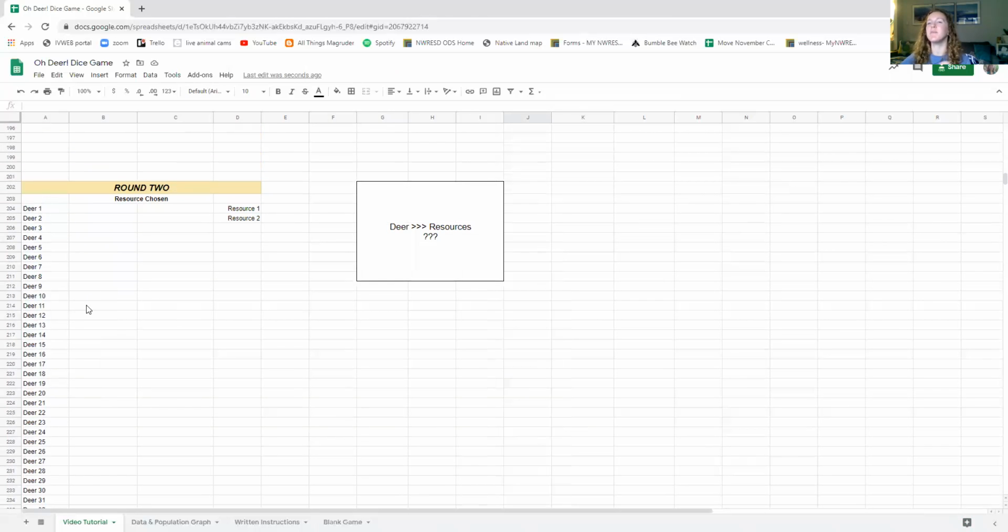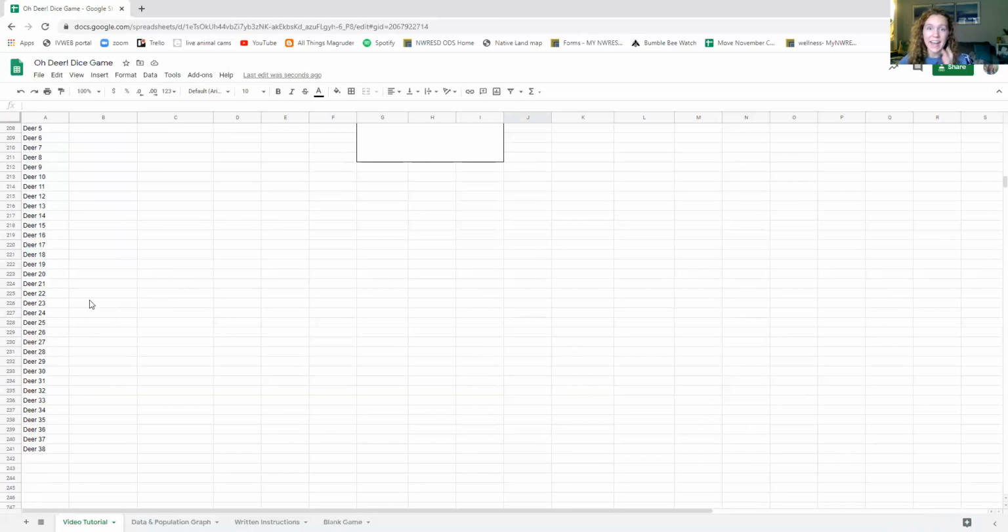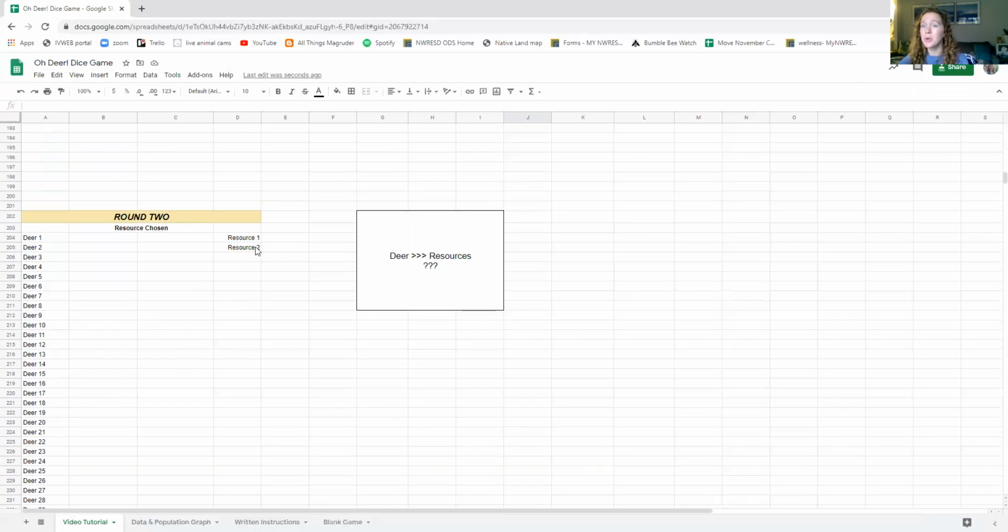Now looking at this, let's take a moment and think. We have 38 hungry, thirsty, cold deer that need food, water, and shelter. But we only have 2 resources. We don't know what we're gonna roll for these yet. They could both be food. That means every single one of these thirsty deer and every single one of these cold deer and all but 2 of those hungry deer are gonna die.